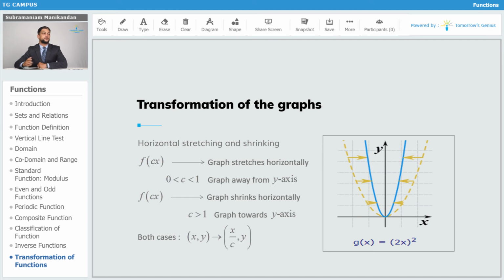So for example, f(x) is equal to x square and g(x) is equal to (2x) the whole square. The yellow colored graph is the original graph of y is equal to x square, and when x gets multiplied by 2, the graph shrinks horizontally.